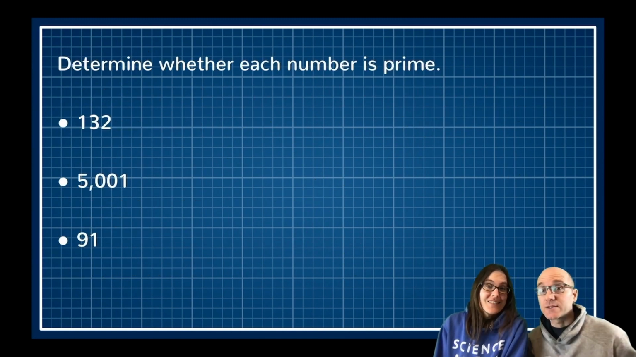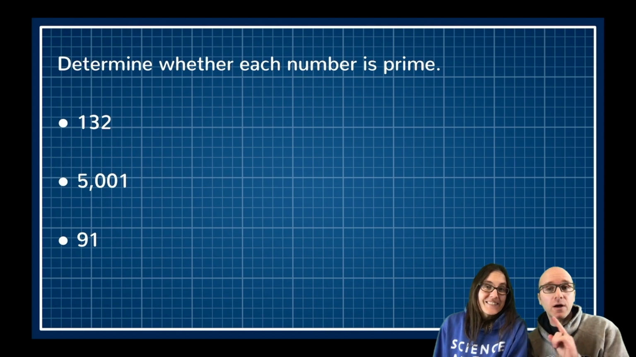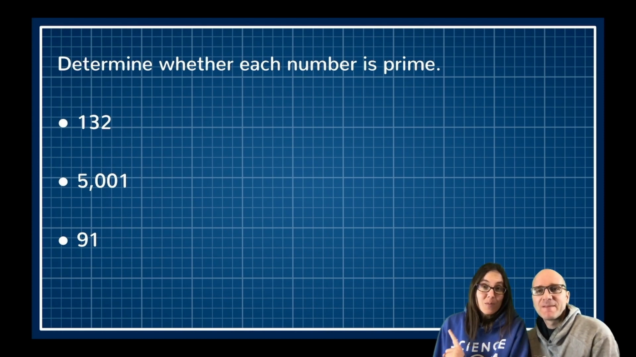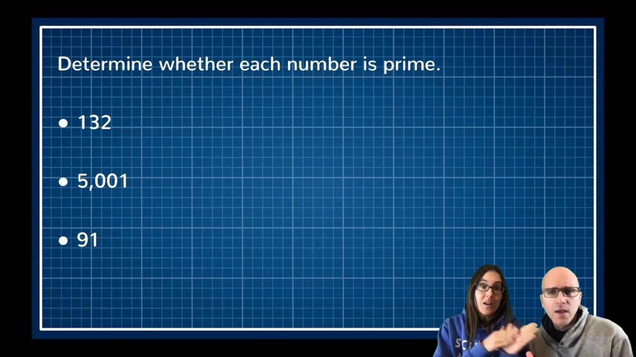Prime numbers. That's right. We're going to talk about prime numbers, Science Mom. Do you recall what a prime number is? A prime number is a number that does not have factors besides 1 and itself.